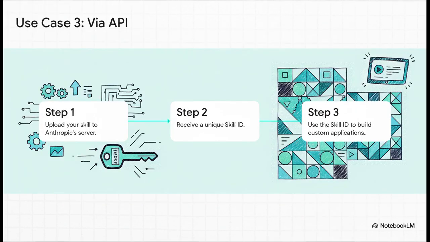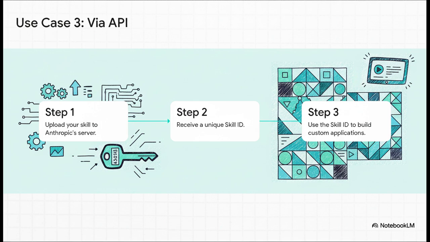And last but not least, for all you builders out there, you can use the API. It's a simple 3-step process. You upload your skill to Anthropic, they hand you back a unique skill ID, and then you can call that skill from inside your own custom apps. You could build a whole application that generates amazing geometric posters just by calling your pre-made canvas design skill.